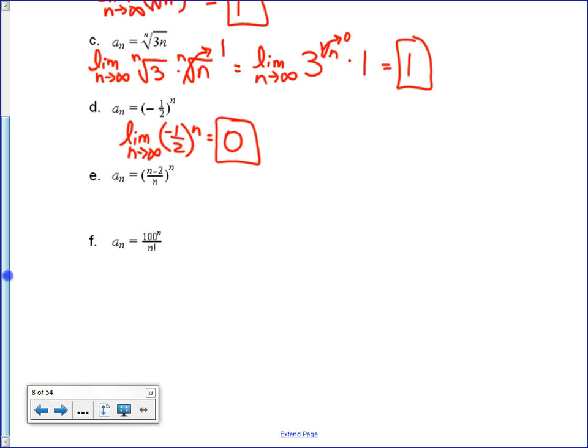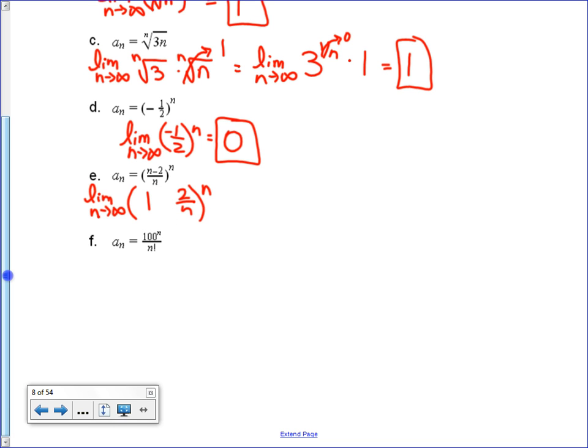How about this one? How do I use my special converging sequences on this one? Why? What did you do? It does have an e. How can you tell? Because n over n minus 2. Sometimes we have to rewrite it to see it.